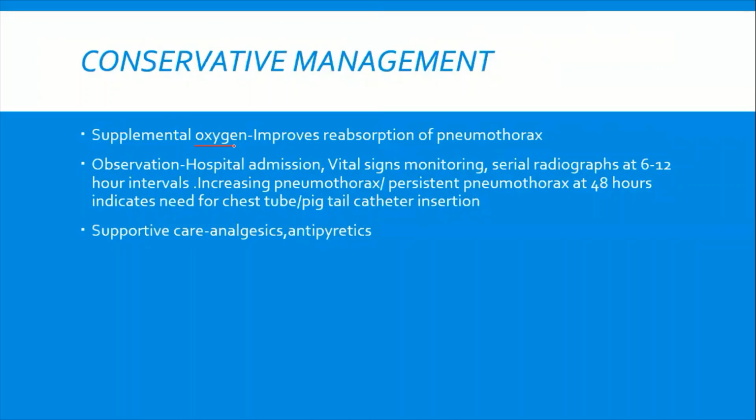So admit the child, monitor, do serial radiographs, serial x-rays every 6 to 12 hours depending upon the severity, and see if the child is having persistent pneumothorax at 48 hours, or you feel that the pneumothorax is increasing at any point in time, then you will have to go for intercostal drainage.